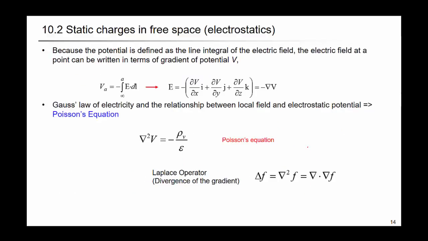Again, the potential can be defined as the line integral of the electric field. The electric field at a point can be written in terms of the gradient of the potential, so that here you have a gradient using the del operator, gradient of the potential.